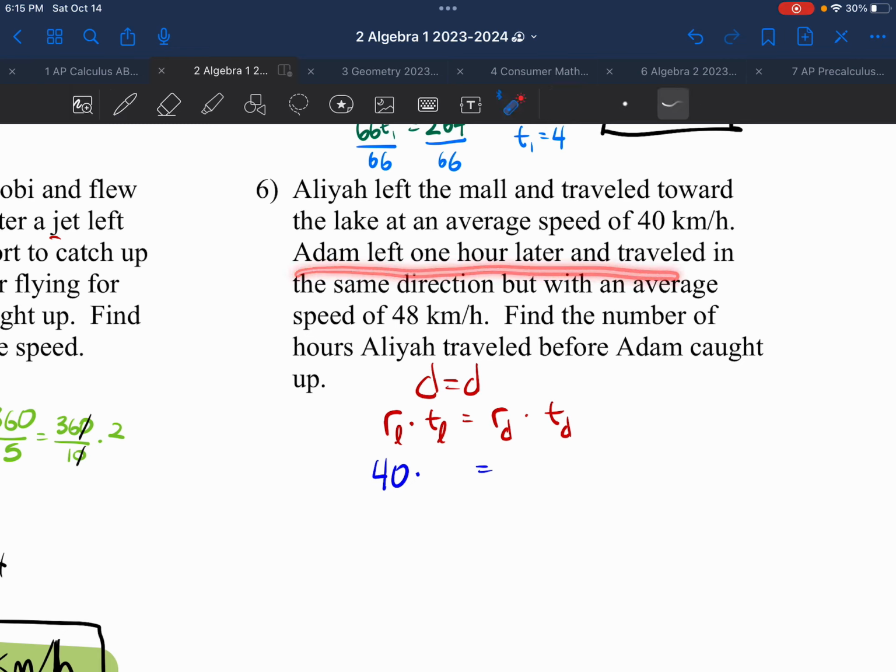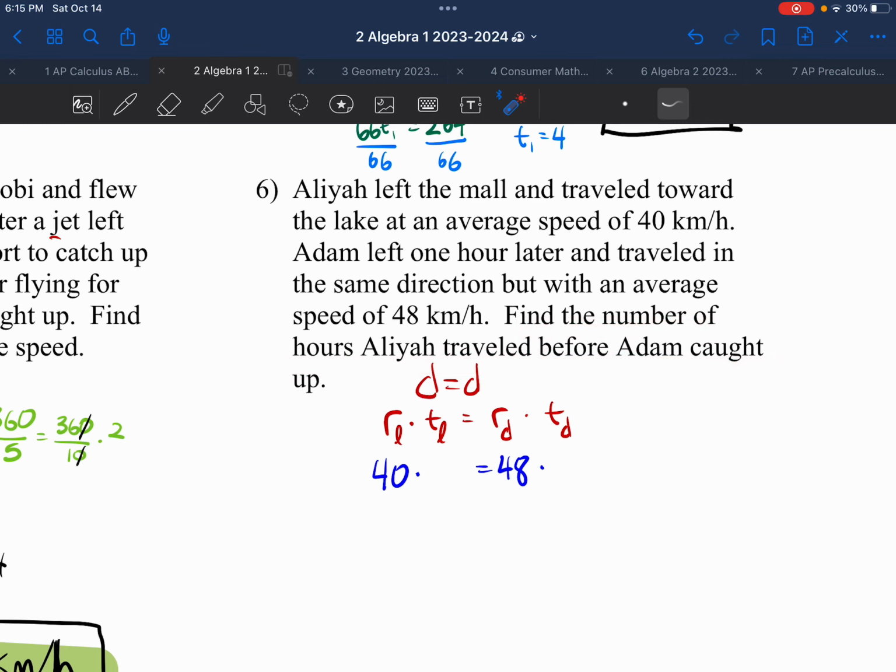Adam left 1 hour later. Okay, we'll probably have to come back for that and make a second equation out of the 1 hour later, because that's a difference amount. Whenever you see the word later, that means difference. And he's traveling in the same direction, and it says the average speed, so this is a rate. The rate for Adam is going to be 48. I'm going to plug in 48 for Adam's speed. And you'll notice that the rest of this doesn't help us at all. It just asks the question, find the number of hours Aaliyah traveled before Adam caught up.